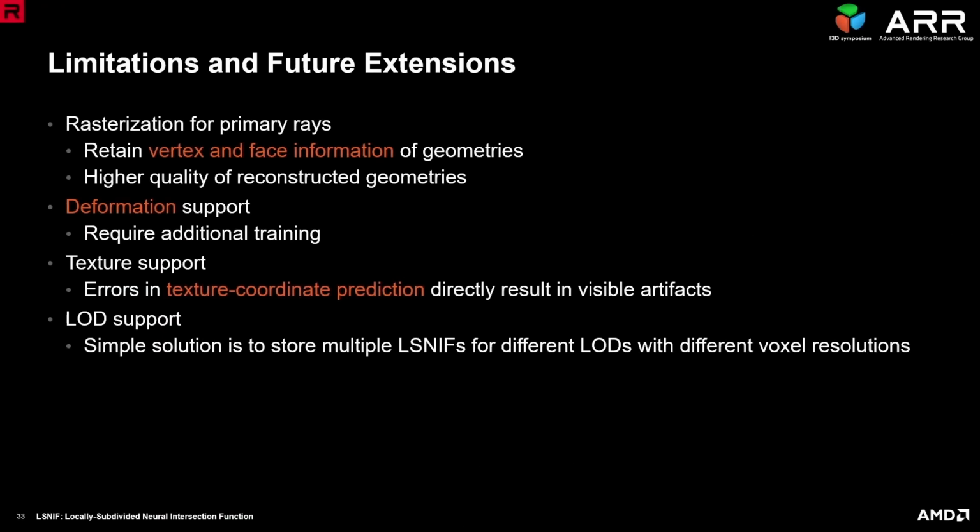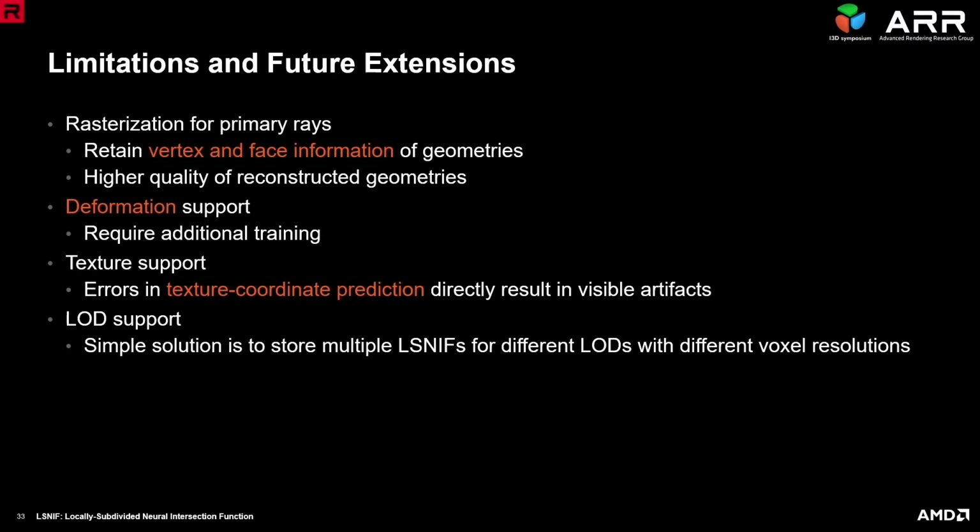Then finally, I'll comment on some limitations and future work of our research. We use rasterization in our hybrid rendering pipeline to render the shading information on primary layers. However, this requires us to retain vertex and face information of all the geometry, which occupies some geometry memory footprint, of course. So if we can apply LSNIF for the primary layer too, then we can also omit them from the memory. So achieving higher quality results for the reconstructed geometry is one of our main future works.